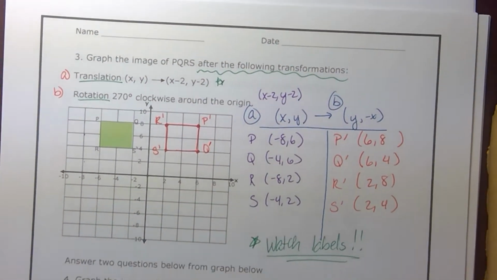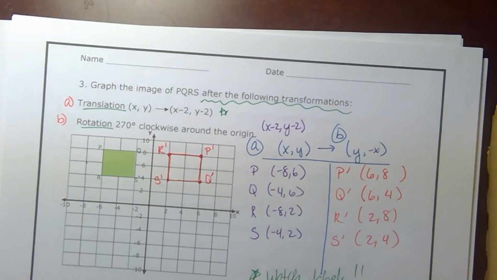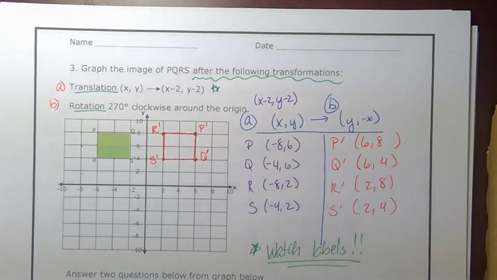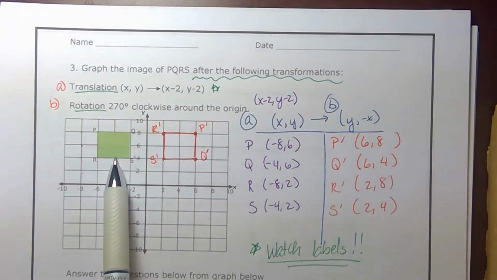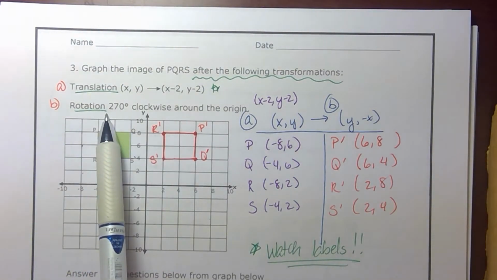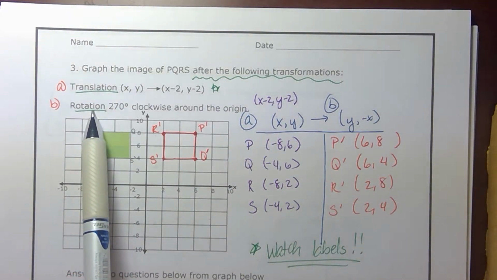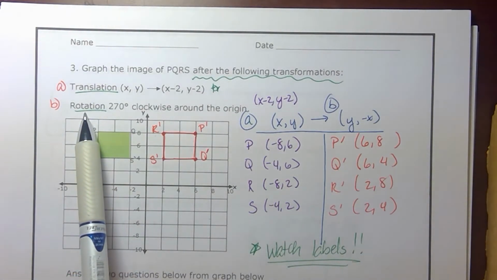Okay, number 3. Again, this time I have a parallelogram rectangle, and I'm going to do 2 different transformations before I draw my image. I'm going to do a translation and then a rotation. Those are the 2 transformations I'm going to do.